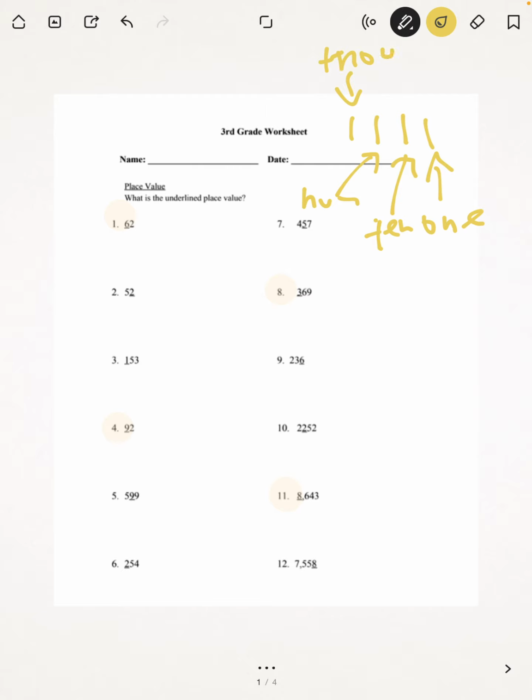Okay, so this one, there's two numbers, and it's 62, and it's trying to tell us what the 6's value is. So that one should be 10. So this one is in the tens place. 92, that's also talking about the first value. So that's also going to be the tens.